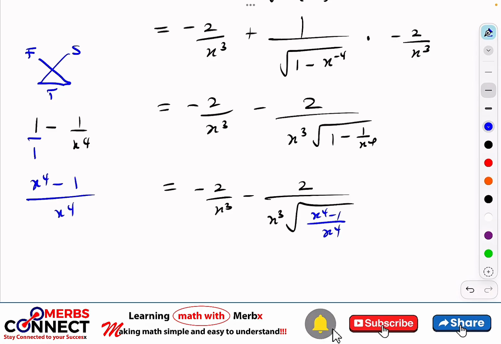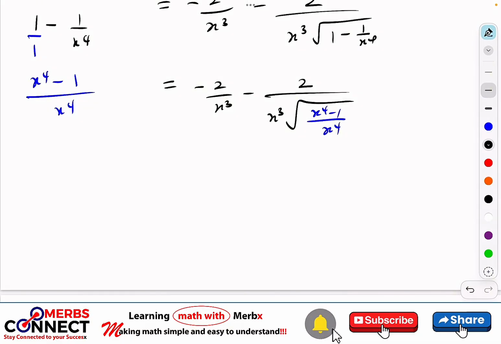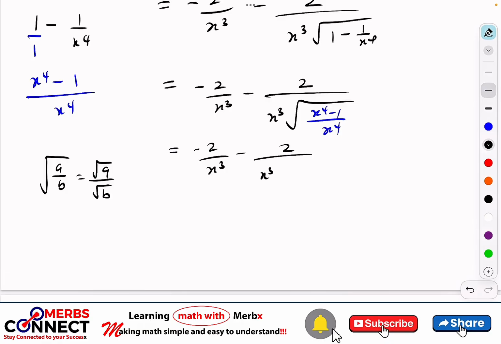You don't need to do this. You can stop your answer somewhere here. I just want to play around with this and simplify it to see what I'm going to get. So this is still the same thing as this, minus 2 divided by x to the power 3. And I know that if I have square root of a over b, this is the same as square root of a over square root of b. I know people are still watching me. That's great. Thank you for watching.